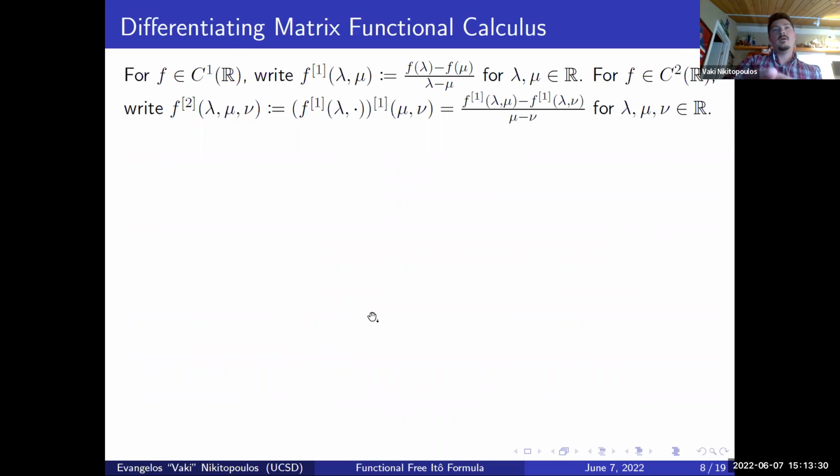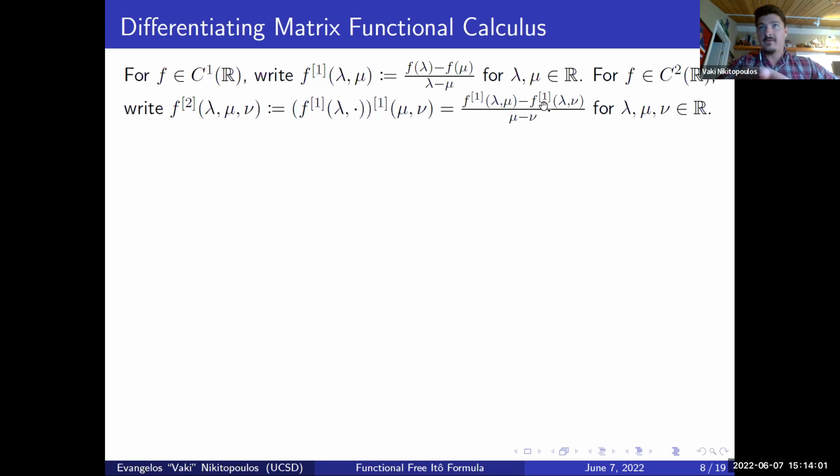So first I'll set some notation. If you have a C1 function f, I'm going to write f bracket 1 for the two variable function that's given by this difference quotient when lambda is not equal to mu, and then it's given by f prime of lambda when lambda equals mu. This is called the first divided difference of the function f. In free probability language, you would call it the non-commutative derivative, or the free difference quotient of f.